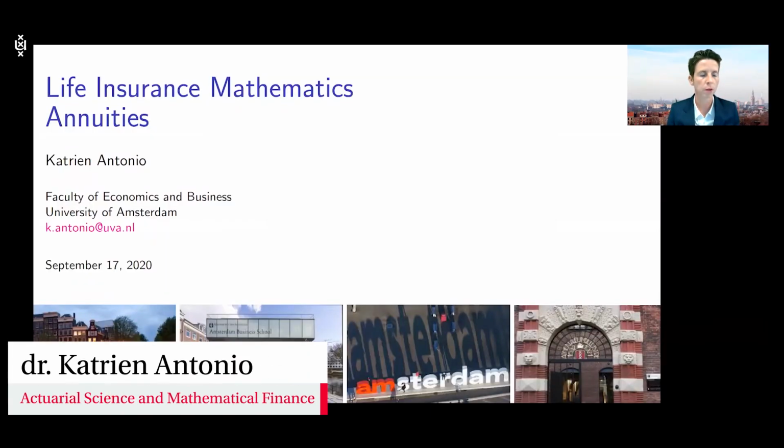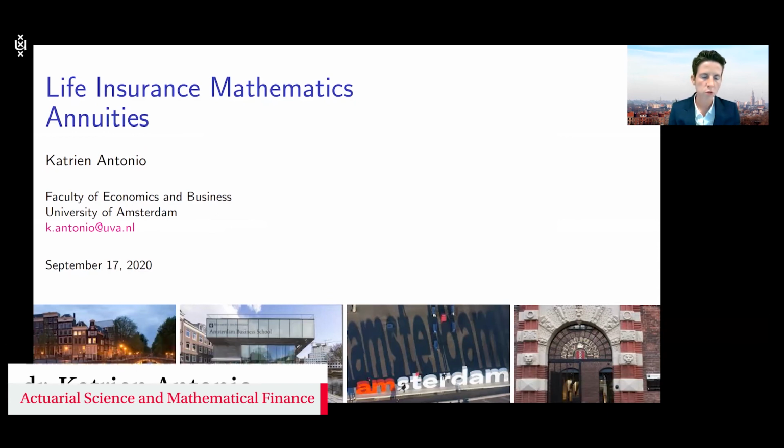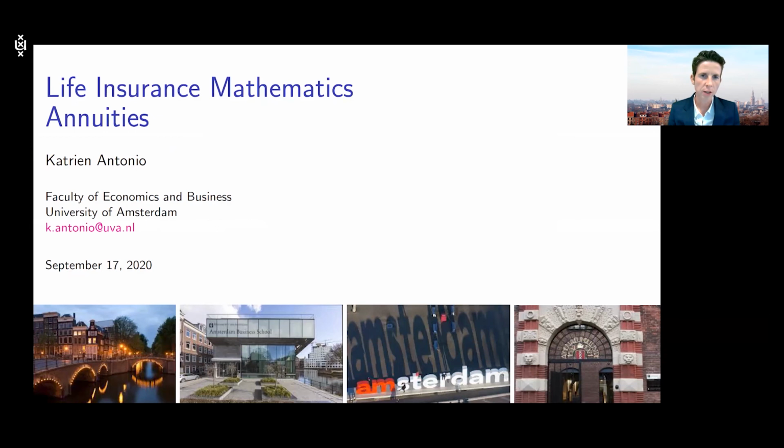Welcome back. We're going to kick off with the chapter on annuity products, and we're specifically going to look into life annuity products and also the differences between life annuity products and annuity certain products. So this is chapter 5 from our book, and like we did for the life insurance products, we want to understand how we should value such life annuity products.